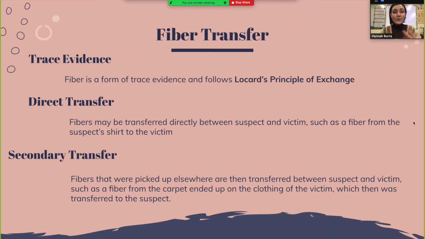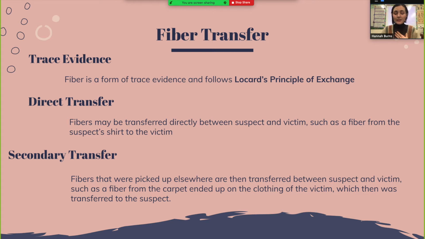So looking at the way that we transfer fibers, it follows Locard's principle of exchange, which is essentially if I interact with something or someone, we are going to exchange some form of trace evidence. So direct transfer is the exchange between the suspect and the victim directly. So it would be like a fiber from my cardigan would transfer to the suspect, or a suspect's shirt fiber might transfer to me.